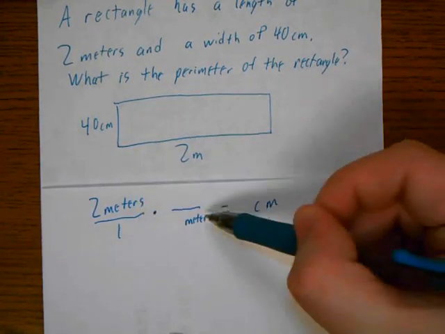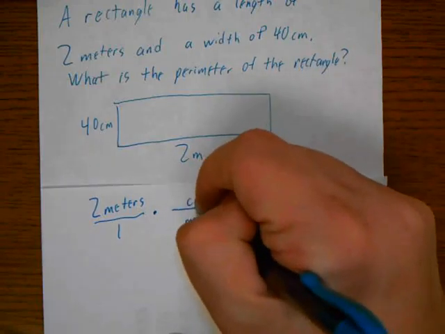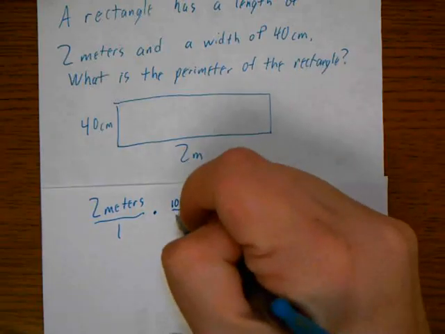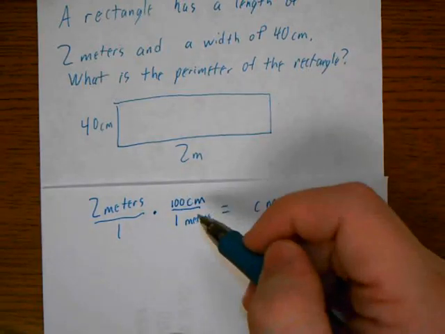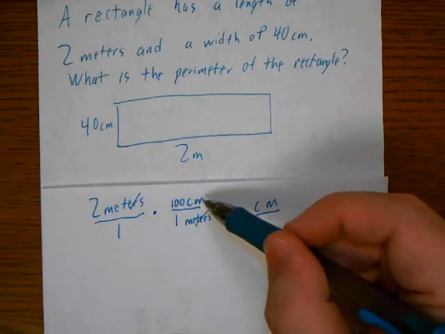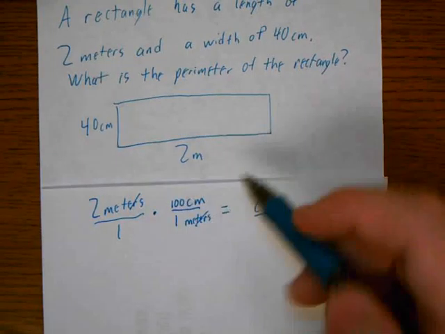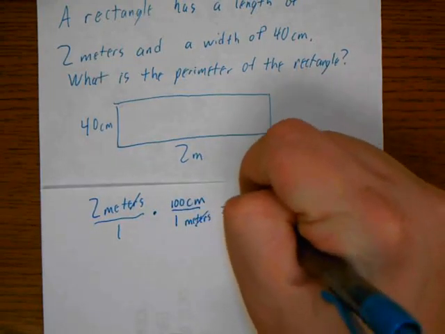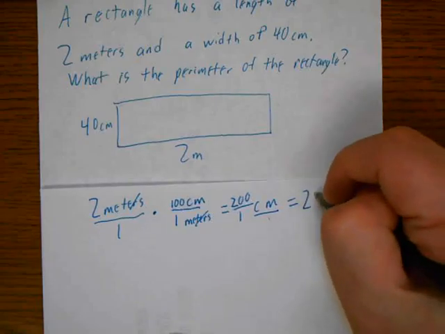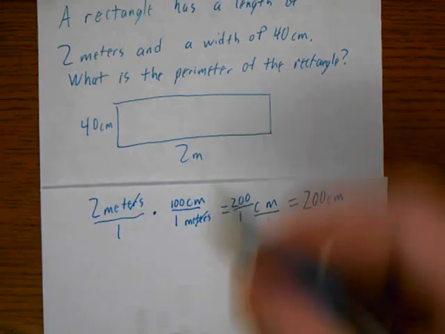Remember, you can only cancel out if there's one in the top, one in the bottom. So that means the top is going to have to be centimeters. Now we said there were 100 centimeters for every 1 meter. If I cancel out my units, these meters will cancel these meters, and I'll be left with 100 centimeters up top. Notice the unit that I wanted at the end was centimeters. If I look in my fractions, that's my only unit I have left. So now I multiply the top, 2 times 100 is going to give me 200, and multiply the bottom, 1 times 1, which is 1. So that gives me 200 over 1 centimeters, more commonly referred to as 200 centimeters.